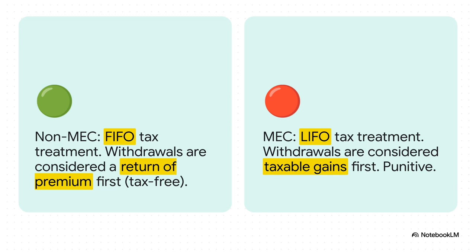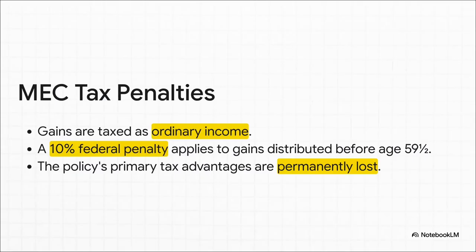The main tax superpower of the policy? Gone. Oh, but it gets worse for the client. Not only are the gains taxed, but they're taxed at their regular income tax rate. And if the client is under age 59 and a half, the IRS hits them with another 10% penalty tax on top of everything else. This can be a huge, unexpected financial blow for a client. And it's exactly the kind of thing an auditor will latch onto.